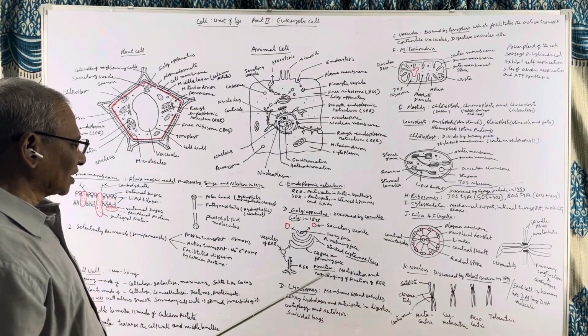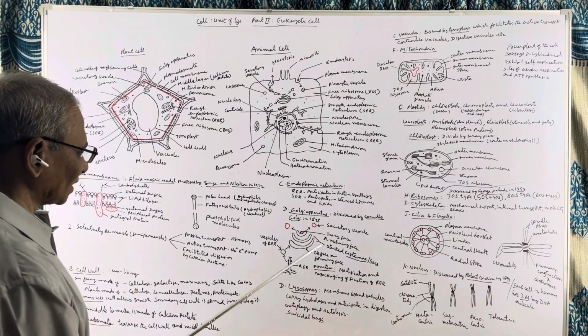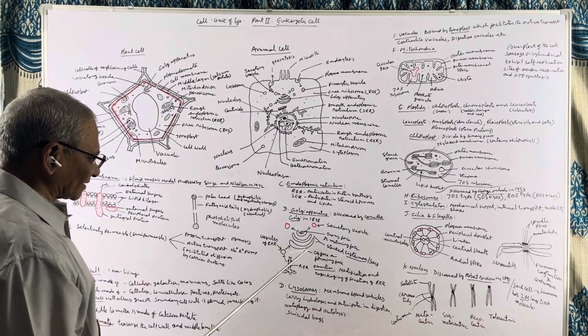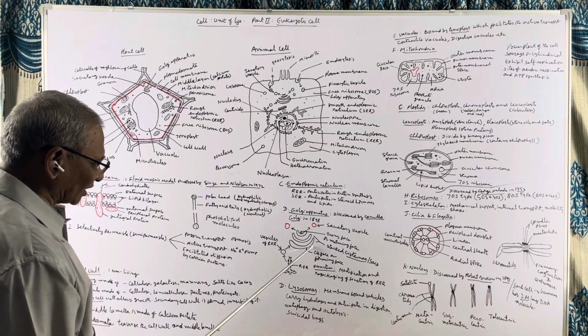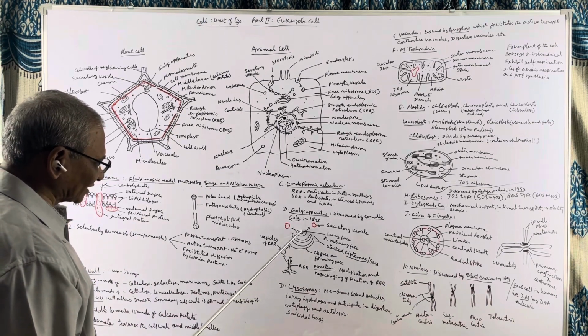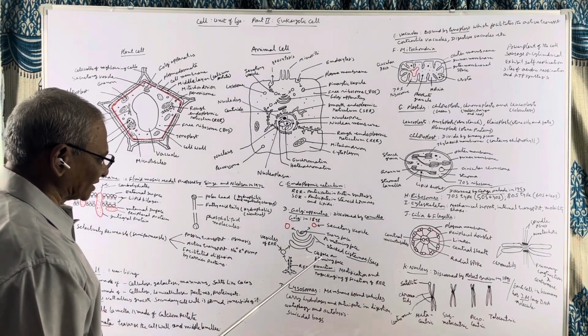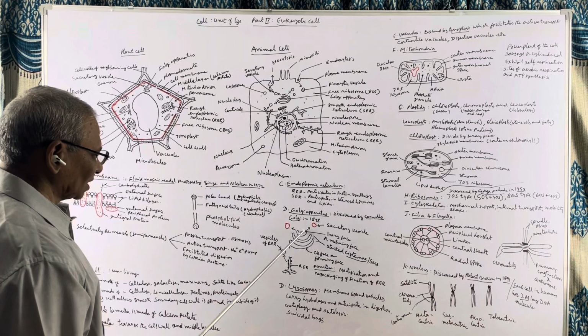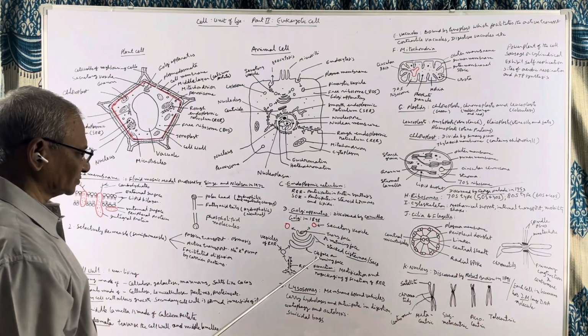So, the Golgi apparatus is made of a number of stacked cisternae. I have drawn 3 cisternae here. See, this side, the Golgi apparatus has a convex face. This side it has a concave face. The convex face is known as cis face or forming face. The concave face is known as trans face or maturing face.